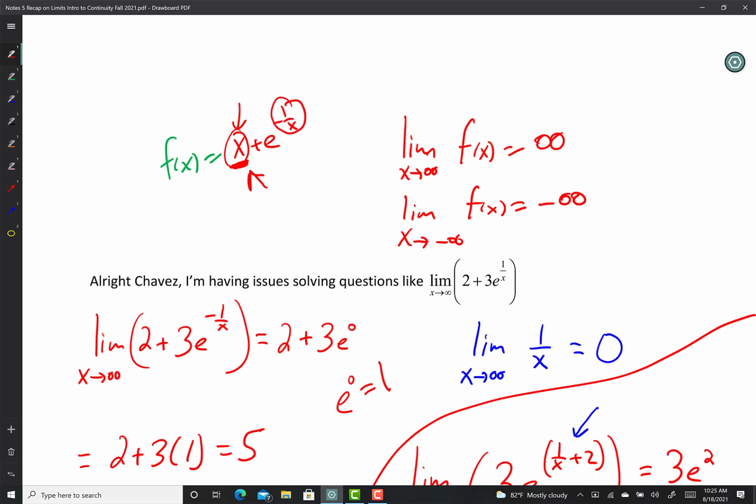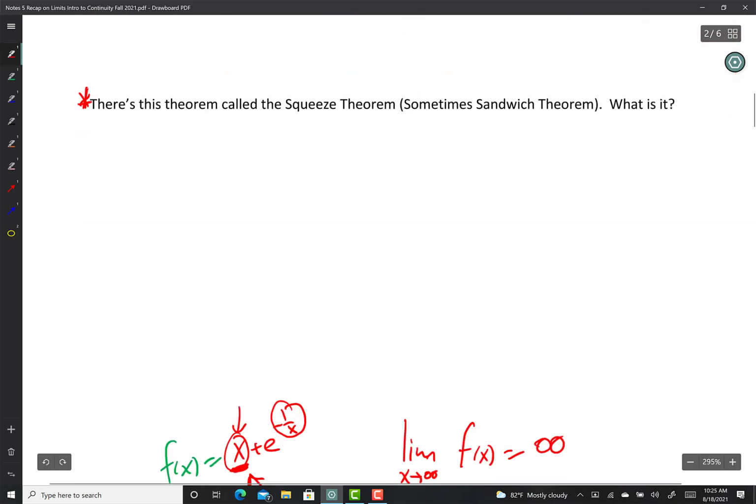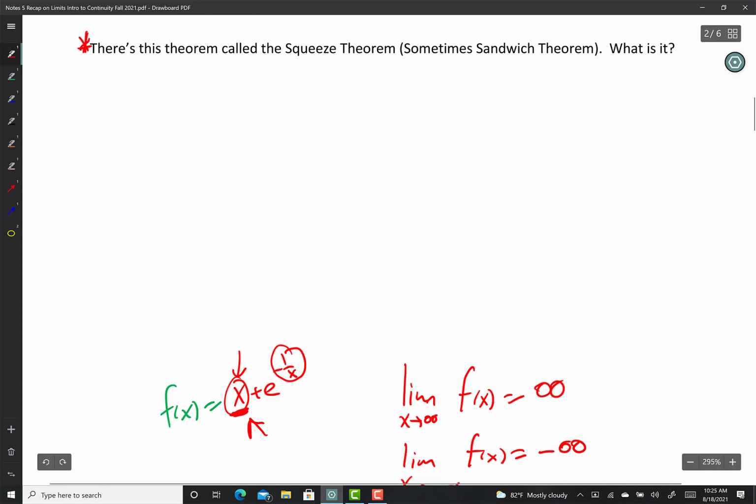Okay. Any other questions, guys, on this? Yeah, that one has no horizontal asymptote. How do we feel? All right, I think. Do you guys want to discuss the squeeze theorem now?